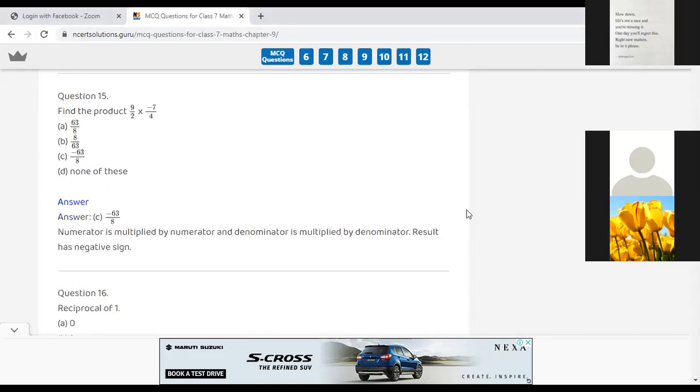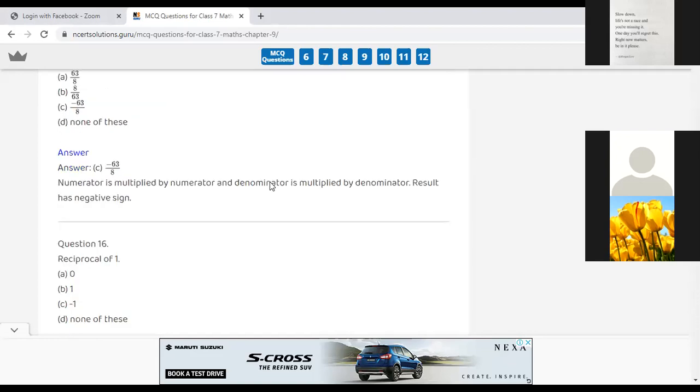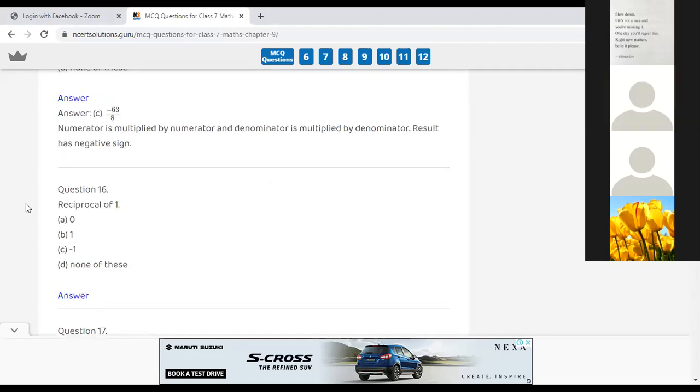Okay. Now next, Lakshay, mute yourself. Yes, Akshita. Ma'am, -1. Reciprocal of 1. Reciprocal means you will shift the numerator into the denominator and the denominator into the numerator. So reciprocal of 1 is... Now can you tell me the two numbers which are same as their reciprocal?